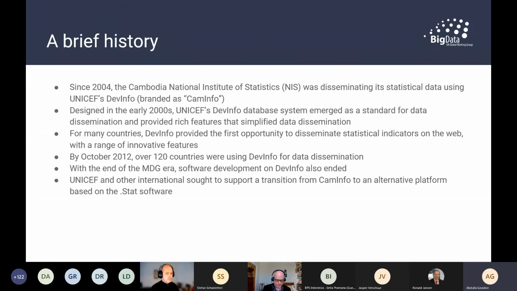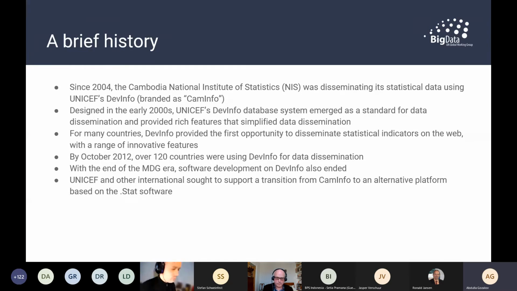Cambodia has used the DevInfo database since 2004. DevInfo was a project supported by UNICEF, which helped many countries establish their first statistical databases and then their first web-based dissemination of statistical data. It was very widely used during the MDG era, as it was primarily designed in support of the MDGs, but its scope was not limited to the MDGs. It's a general purpose data dissemination platform, and it was used for disseminating a broad range of statistics.